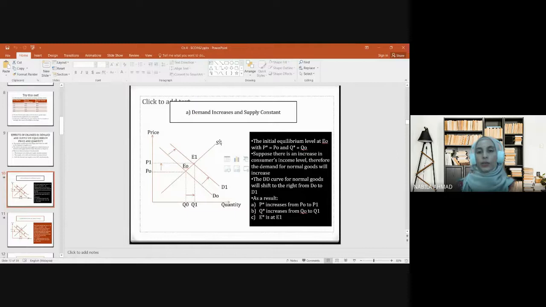So awak lukis dulu S dengan D0 tu. Cari equilibrium tu semua, label. Lepas tu, baru awak buat the shift. So lepas shift, apa berlaku? Intersection supply and demand yang baru. Dekat sini, betul tak? Okay, so itulah harga yang baru dan quantity yang baru. So apa effect after the shift? Price increases, quantity increase.